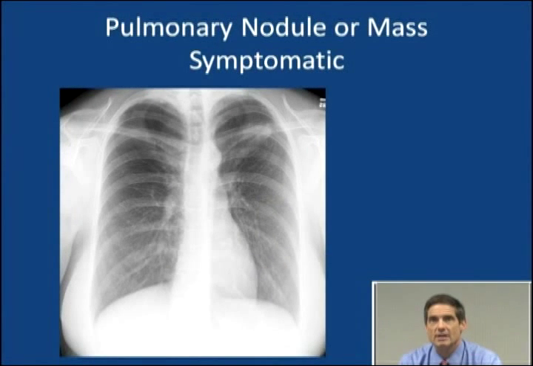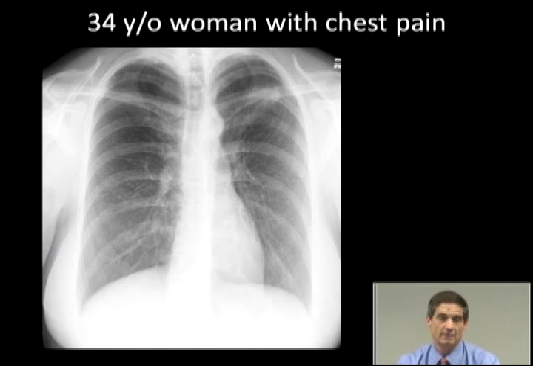So what about pulmonary nodules or masses that are symptomatic? Again, you'll see very few of these patients in your entire career because almost all pulmonary nodules and masses are not symptomatic. But when you do see one, it's usually an interesting case. Here's a 34-year-old woman with chest pain who had a PA and lateral chest examination done. The PA chest exam showed a mass in the left upper lung.